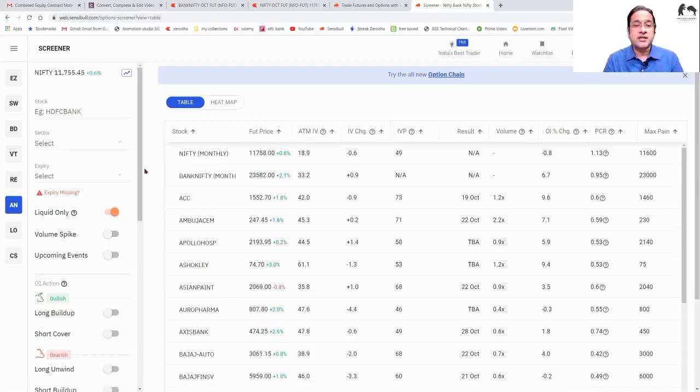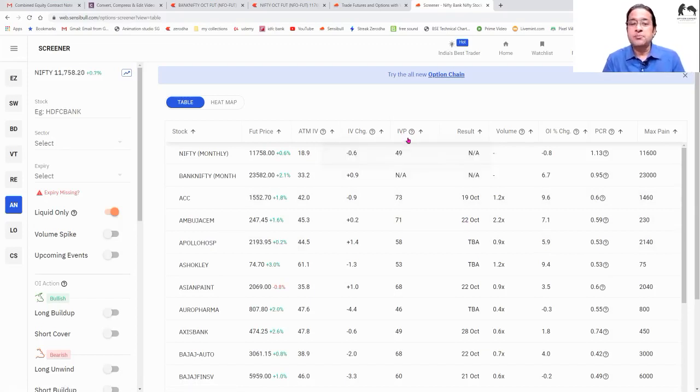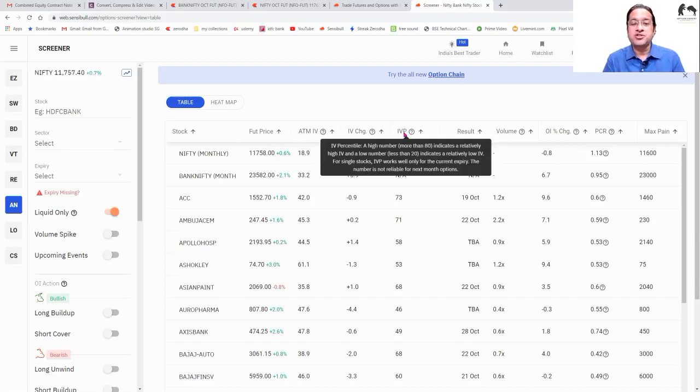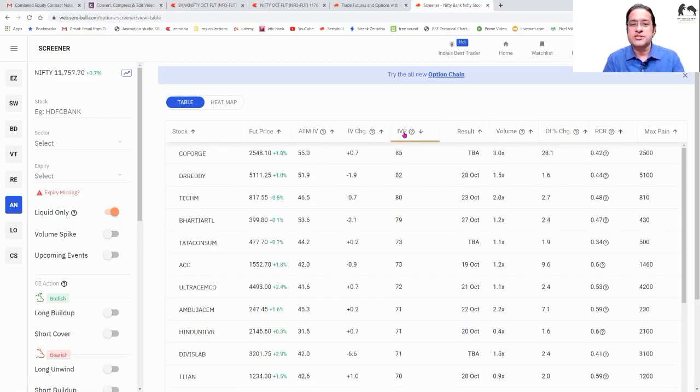Now I'm actually sharing something interesting with you. This is called Screener. This gives you a lot of data. The most important thing I watch here is the IV percentile, the implied volatility percentile. Now, what does it mean actually? Here, I'm selecting based on the highest number or the lowest number.